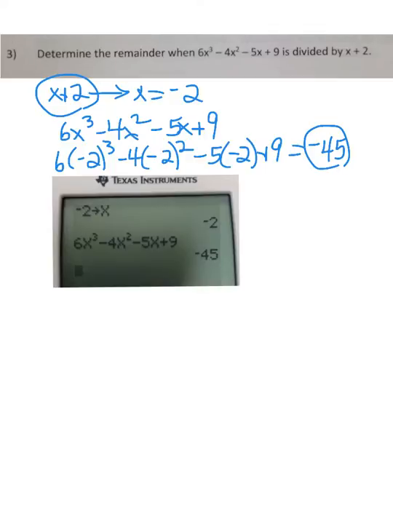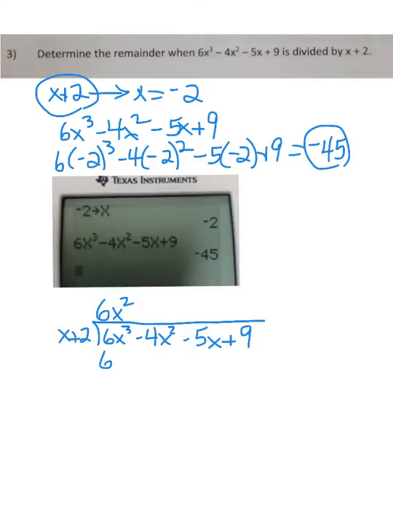Now, again, you can do long division, and you will get the same thing. So let's do it that way. If I have x plus 2, and I'm dividing that into 6x cubed minus 4x squared, make sure I don't have any terms that I'm missing, which I'm not, minus 5x plus 9. So I'm going in standard form there. I'm going to multiply this x on the outside times 6x squared, and that's going to give me 6x cubed, distributing through, plus 12x squared.